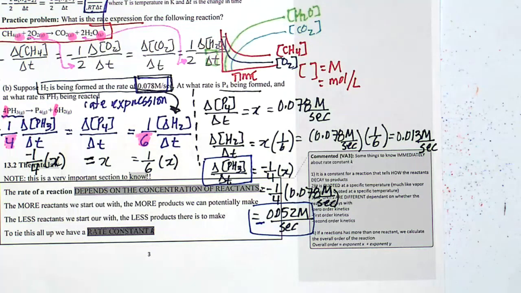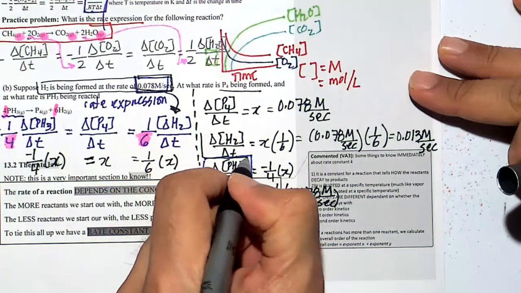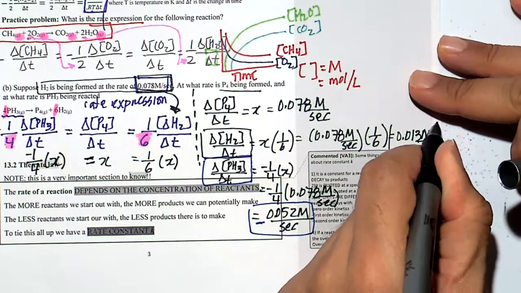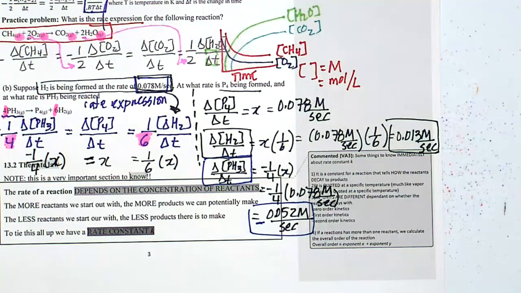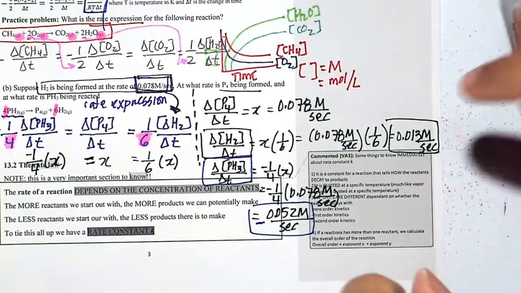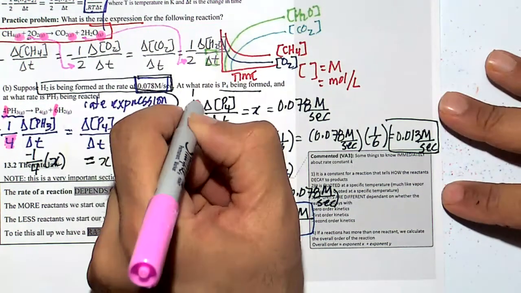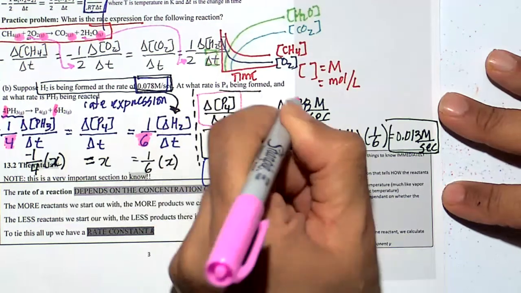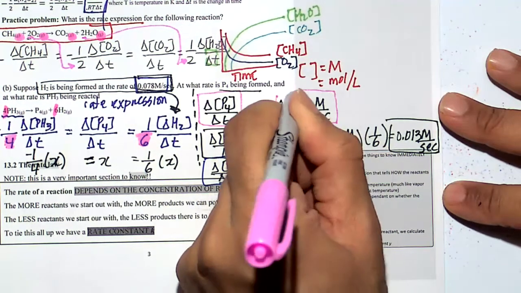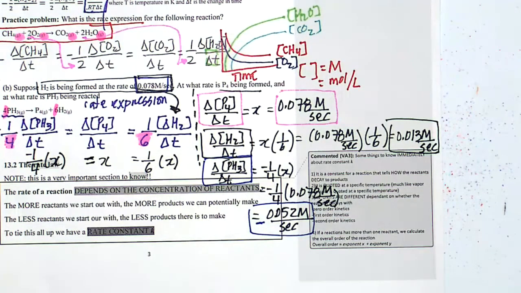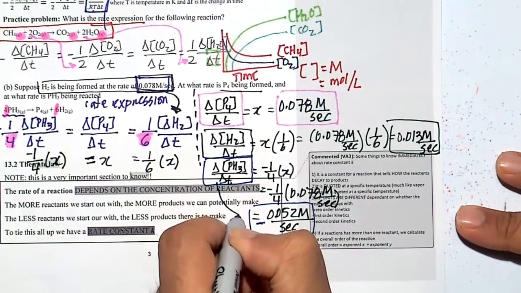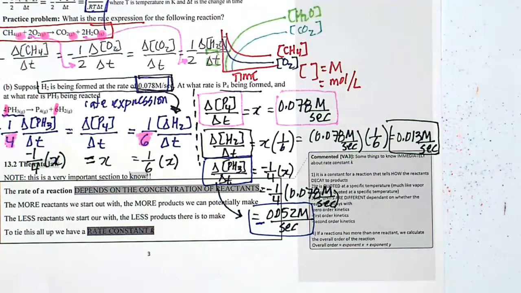Okay, H2, let me highlight this in black. And then finally, P4 over time. Let's highlight this in pink. So some exposure to rate expression, like I said before, you'll see this if you take future chemistry classes, possibly also in your MCAT or whatever next exam, big exams you take.